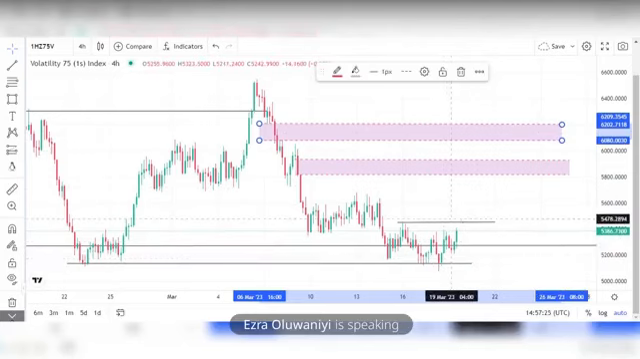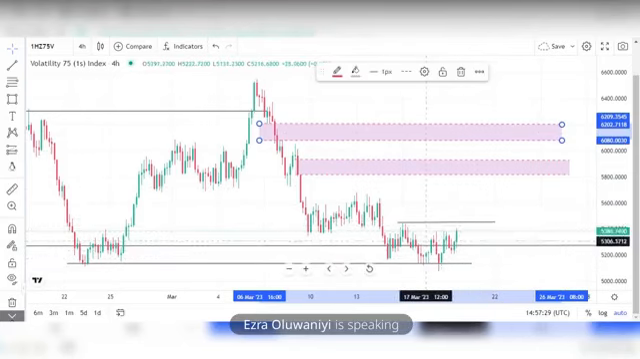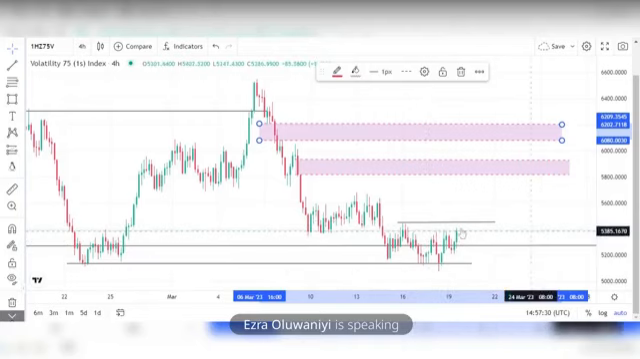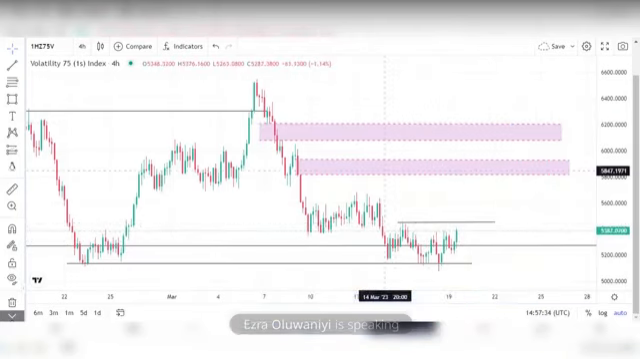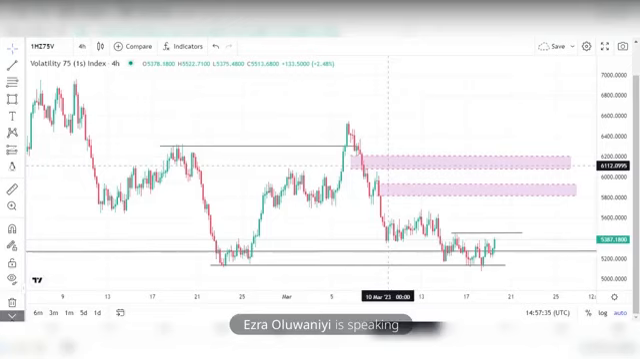All right, so we'll be looking at those two imbalances for price to continue selling. But let's wait for price to clear this place first. Okay, so let's just wait for that. Is it clear, please? Yes, sir. All right. Is there any question concerning this?